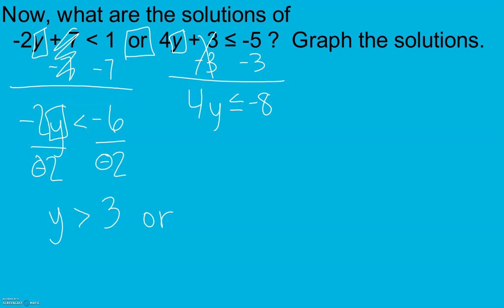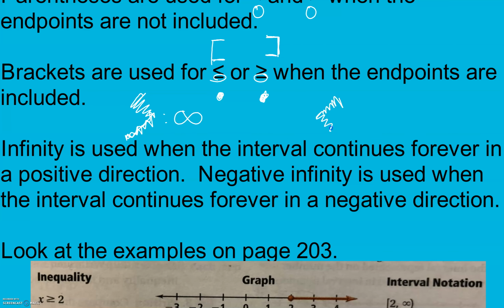Infinity is used when the interval continues forever in a positive direction, and we represent that with our arrow on the positive side going to the right. So on a number line, if our arrow is shaded in, that means it's going to be positive infinity. And if our left arrow is shaded in, that means those numbers continue forever in the negative direction. That's going to give us negative infinity. So when the interval continues forever in a negative direction, we use negative infinity.